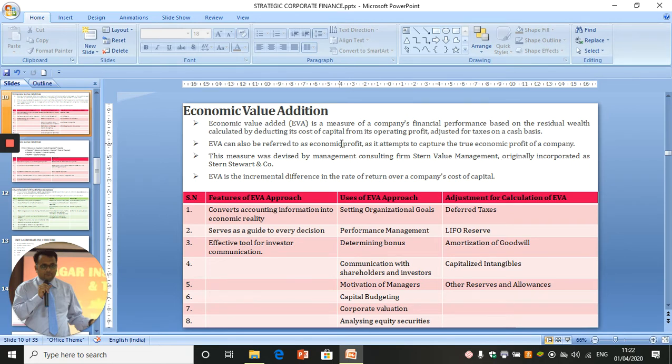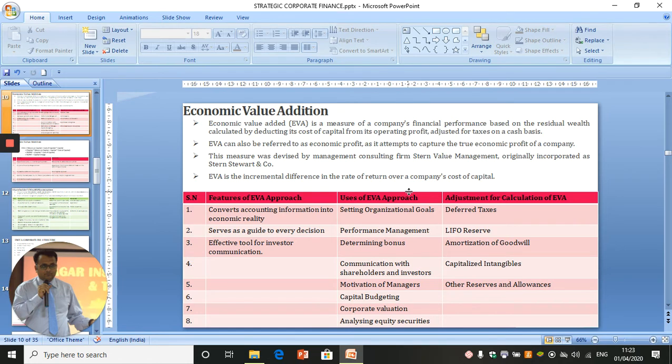So EVA can also be referred to as economic profit, as it attempts to capture the true economic profit of the company. This measure was devised by management consulting firm Stern Value Management, originally incorporated as Stern Stewart and Company. EVA is the incremental difference in the rate of return over the company's cost of capital. So what EVA actually does is determine the rate of return over and above the cost of capital, because what we are doing is NOPAT, that is net operating profit after tax. When you deduct weighted average cost of capital out of it, then you come to the real income, the value addition made by the company.